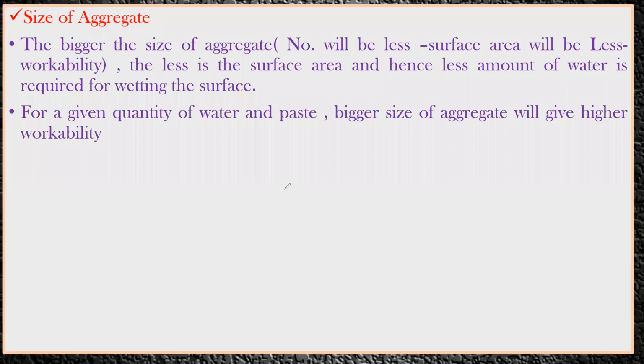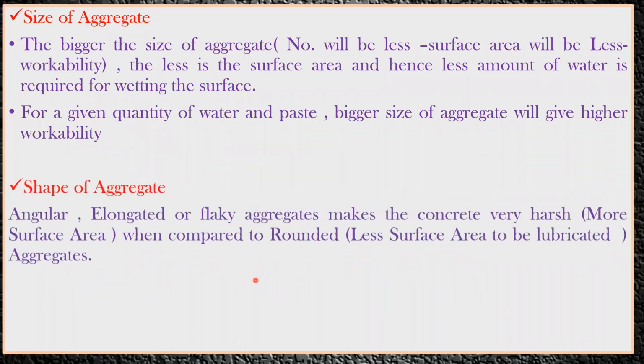Next, the next one is the shape of the aggregate. We already have seen that in the first chapter also. We have angular, elongated, and flaky aggregates. Elongated and flaky aggregates make the concrete very harsh. Since they have more surface area, for the very same reason, more amount of cement paste will be gone. If more amount of cement paste is gone, less amount of cement paste will remain for the lubrication. That means workability is going to come down.